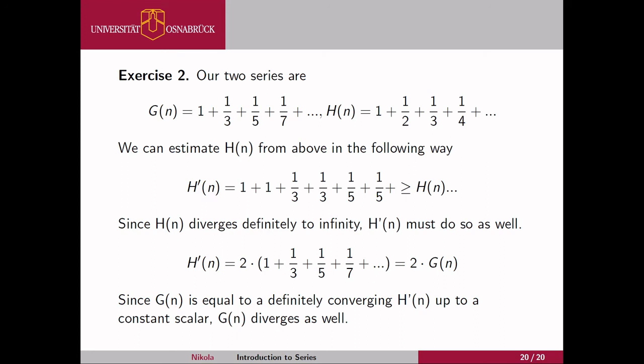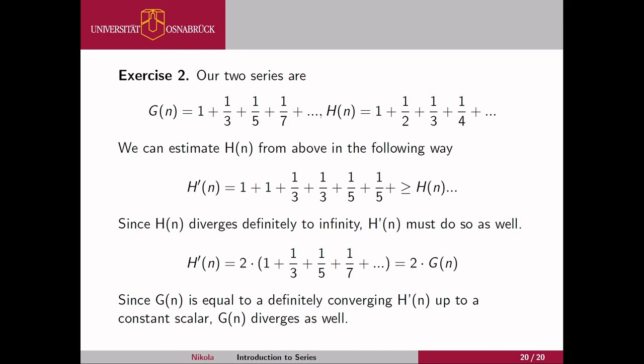The question is, how does this help us to determine the convergence behavior of G? Well, if we just factor a 2 out of our new series, we exactly get 2 times G of n. So this means that taking our series G twice yields a definitely diverging series.